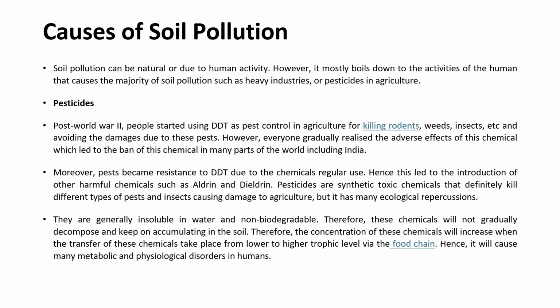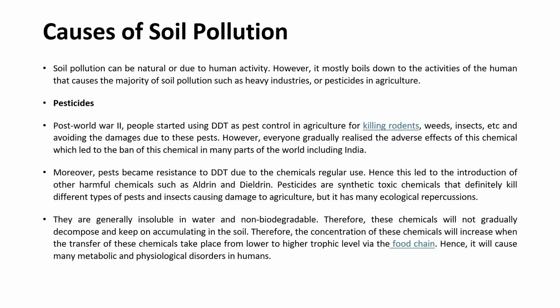You must have heard about bioaccumulation and biomagnification, which is caused due to the same chemical, DDT. Moreover, pests became resistant to DDT due to the chemical's regular use. Hence, this led to the introduction of other harmful chemicals like aldrin or dieldrin. Pesticides are synthetic toxic chemicals that definitely kill different types of pests and insects causing damage to agriculture, but they have many ecological repercussions. They are generally insoluble in water and non-biodegradable, and that is the reason why they have the ability of bioaccumulation and biomagnification.